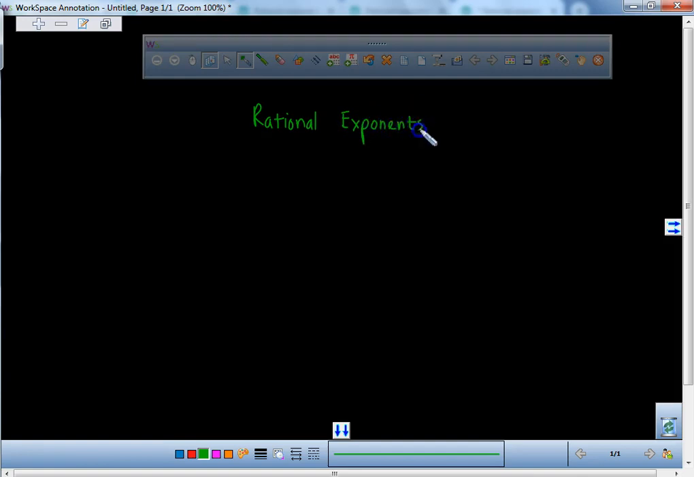Now, when we're dealing with rational exponents, there's a word in rational. I'm going to underline it. What word do you see right there? Ratio, okay? So if you have a rational exponent, I'm going to put base b, and I'm going to raise it to the power of m over n.